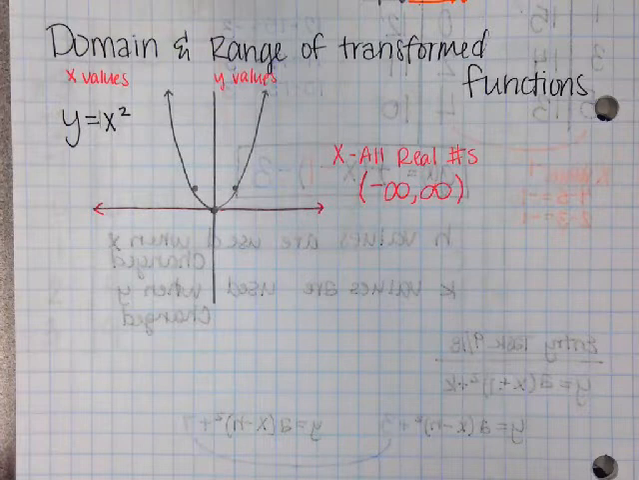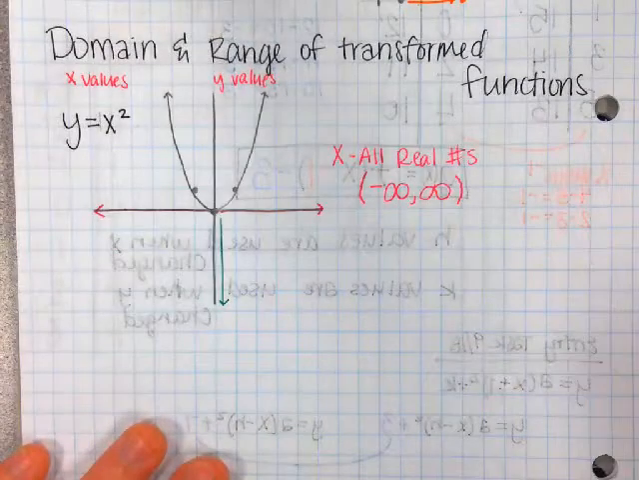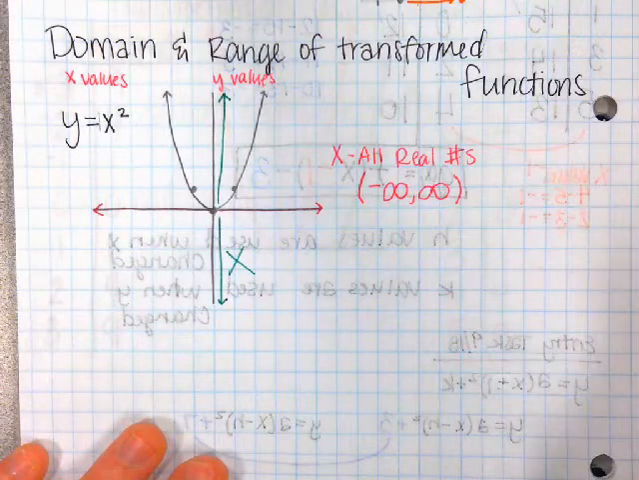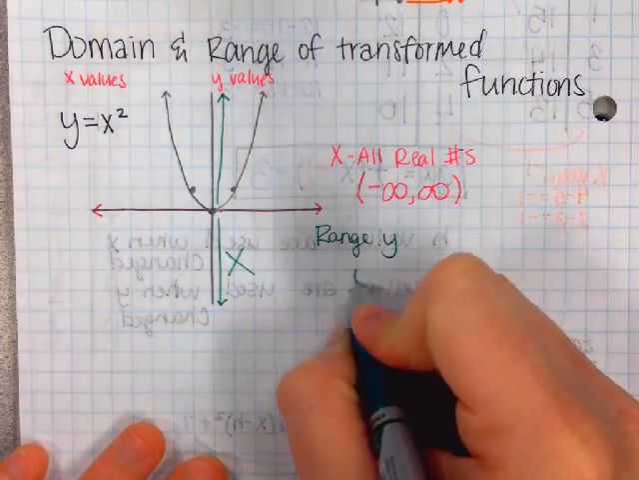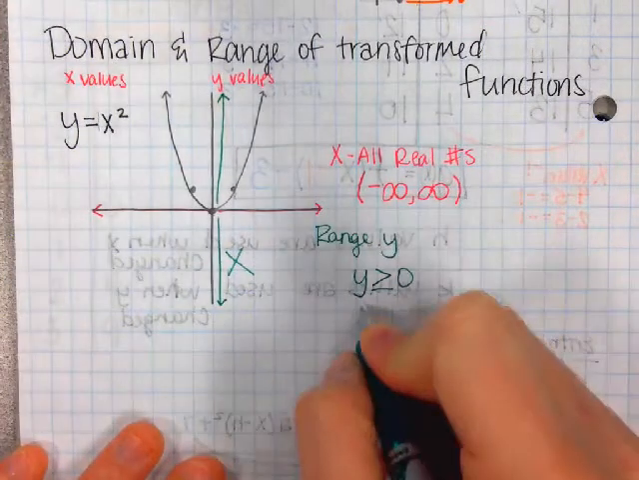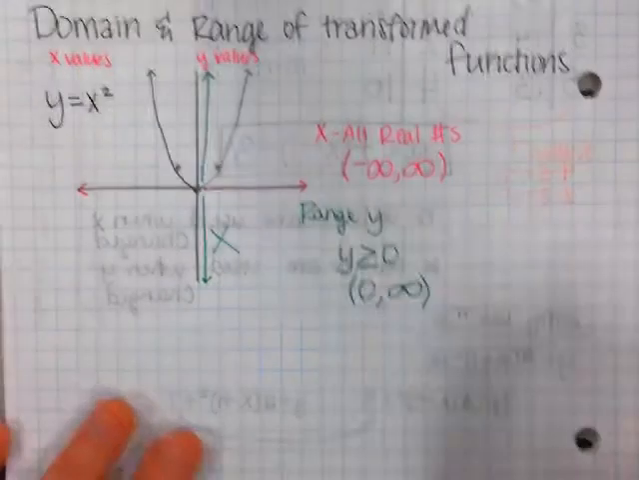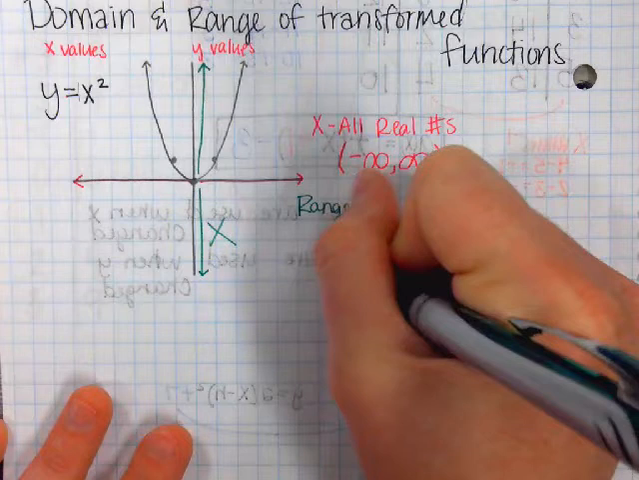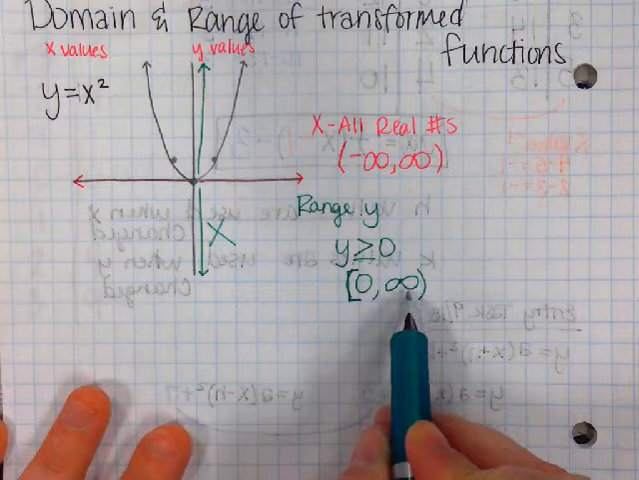Okay, so now let's look at the y values. If you look at the y values, there are definitely not any values below 0, but there are definitely values above 0 and they go all the way to infinity. So for range, or for y values, you would say y is greater than or equal to 0, or it goes from 0 to positive infinity. Remember, in interval notation, if 0 is included, which this one is, you would have to write it as a bracket. So make sure you write it as a bracket saying that 0 is included and it goes to infinity.